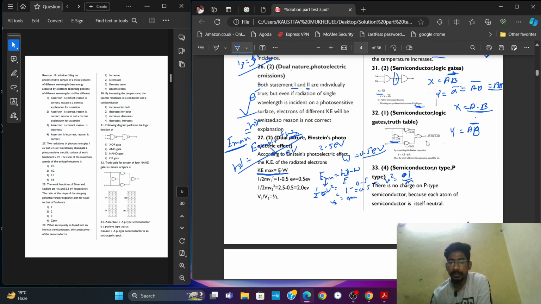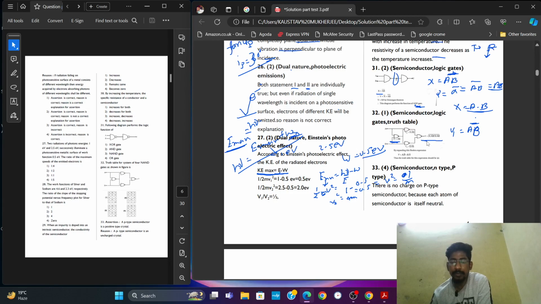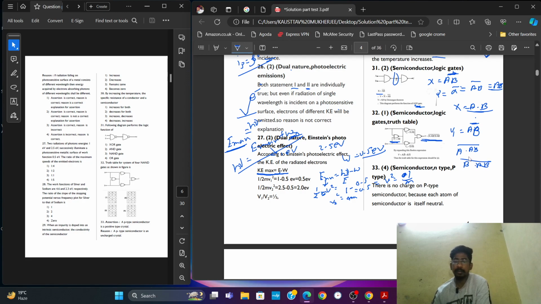Finally, this one will be the final output. A B and B AB. Okay, so if we simplify it, you will get AB bar plus BA bar, right? So therefore, I think option 1 is correct. 0 0 0, 0 1 1, 1 0 1, 1 1 0, right? So option 1 is correct.